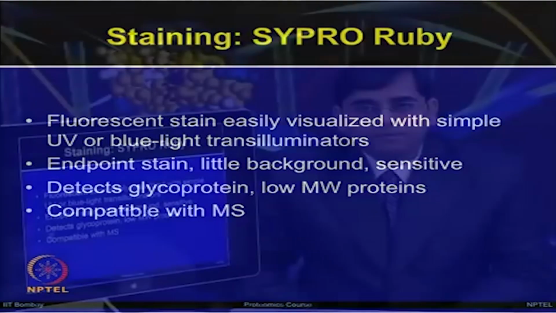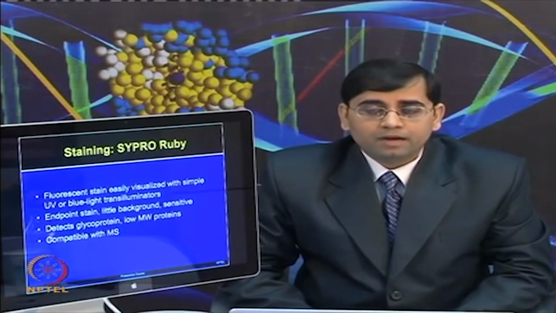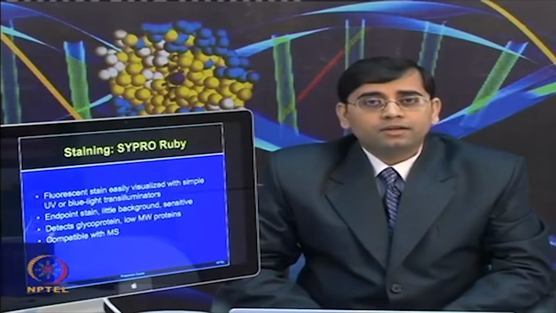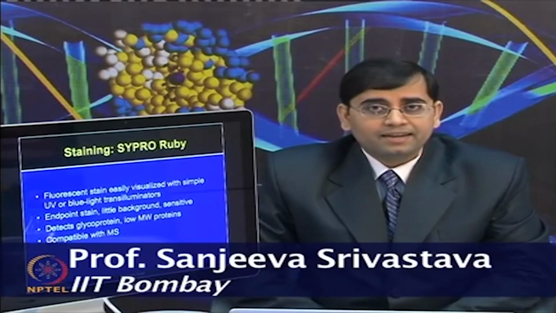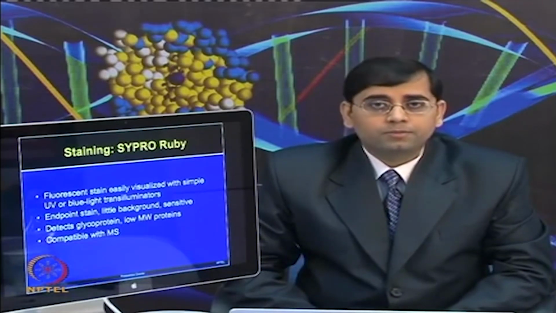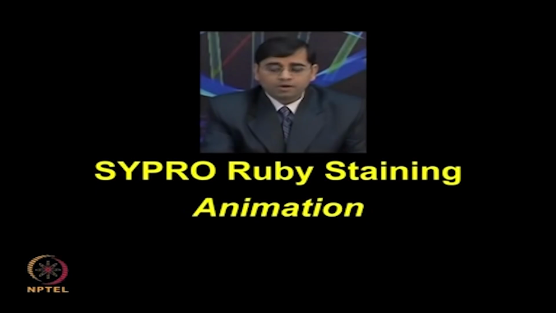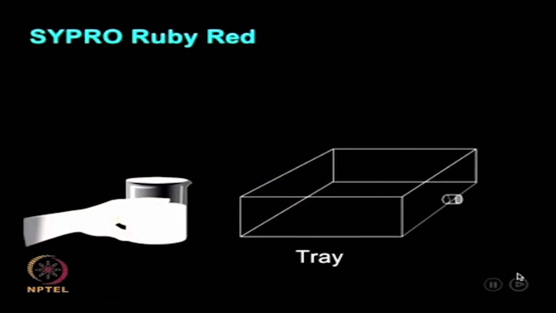So, SYPRO Ruby is one of the very useful stains which is very compatible for doing further processing with mass spectrometry. So, if you want to separate the proteins, you want to visualize them. After that, your end aim is to characterize those proteins, what those proteins are, and further you want to do experiments on those. In that light, SYPRO Ruby is very compatible with mass spectrometry, and you can further characterize your proteins. So, now I will show you the steps involved in performing SYPRO Ruby staining. I will show you one animation. SYPRO Ruby red.